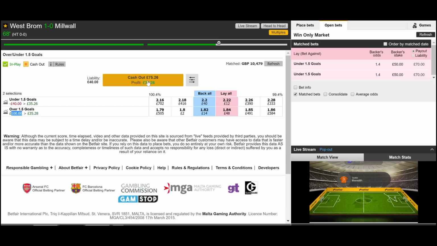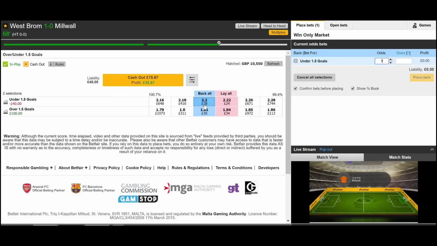So we could take the £35, or we could twist and stay in the market and try and win the full £100, knowing that if this price hits our entry point, which was 1.40, then we get out of the market for what would then be zero. It would be a break-even situation. And I can show you what would happen there if that price hits 1.40. This price on under 1.5 goals is going to tick down and tick down with time.